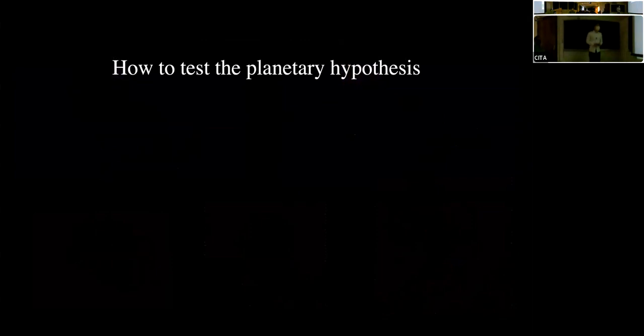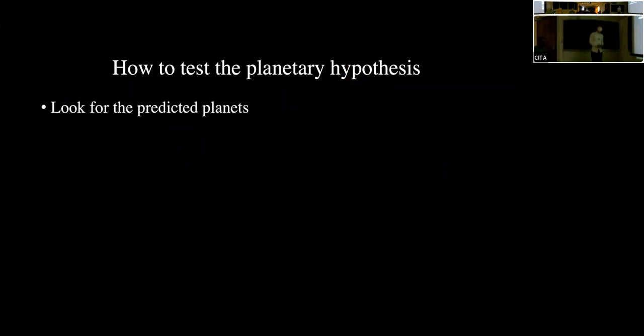All right, so some disk structures are probably not produced by planets. How can we tell in a specific system which ones are produced by planets? The best way to address that question is, of course, to look for the predicted planets. As I argued at the beginning, this is very difficult. Nevertheless, a huge amount of resources have been invested, and there are planets being detected.